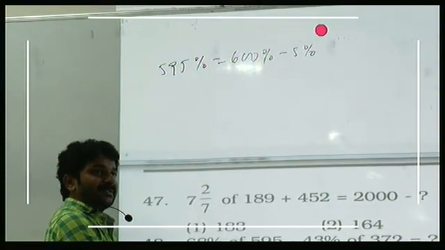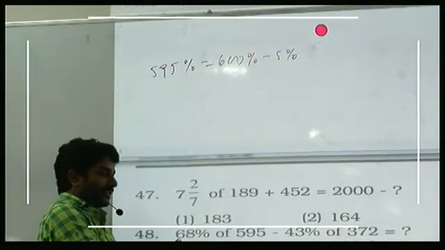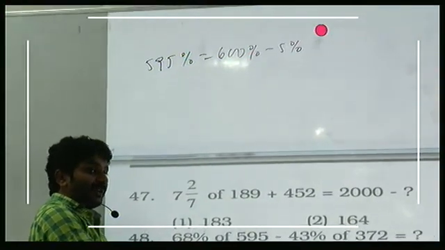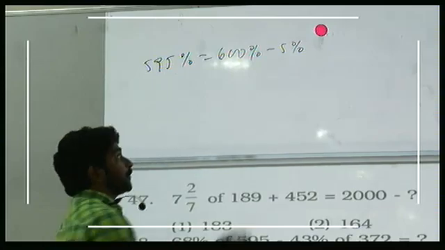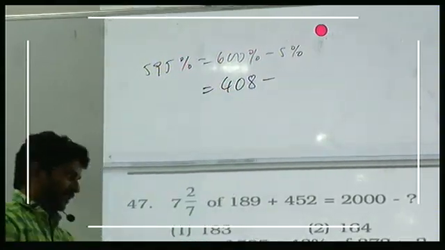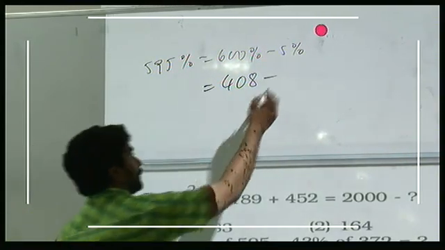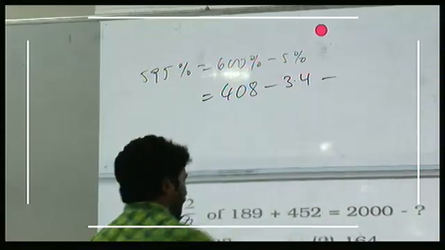60 6 times. 360. 8 6 times, 48. 360 plus 48 is 408 minus 5% of this. 10% is 6.8. 5% is 3.4. Now we got one number.